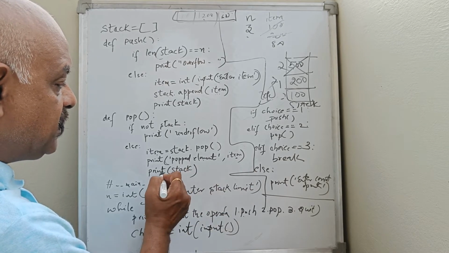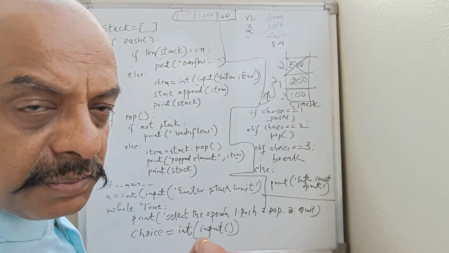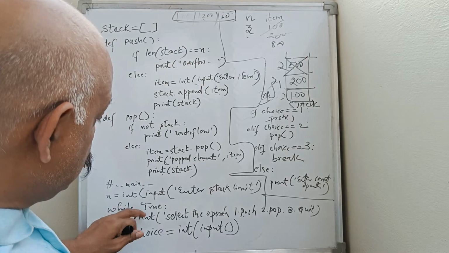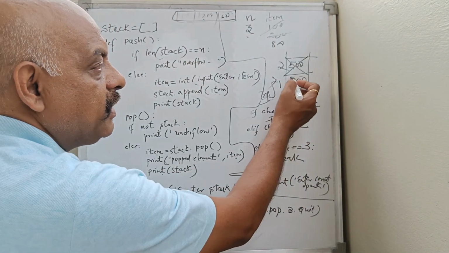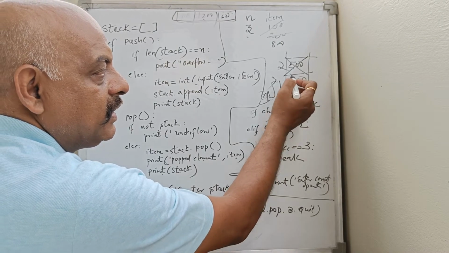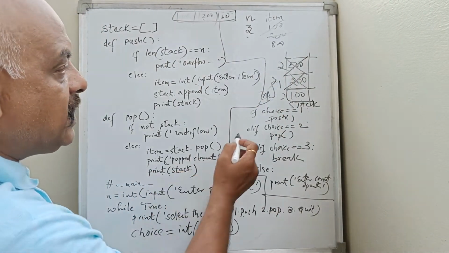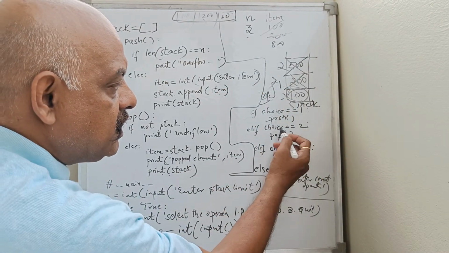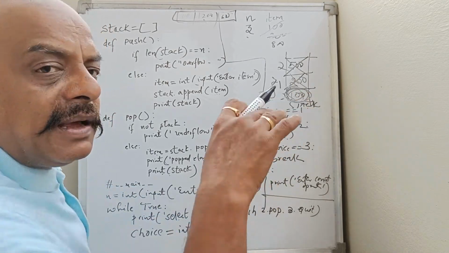When you print the stack, it contains only 100 and 200 now, because 500 is removed from the stack, right? Again, it goes to the while loop. If the choice is equal to pop, it removes an element, 200. Now, if you print the stack, it contains only one element, right? Again, when the choice is equal to 2, pop means 100 will be removed and the stack becomes empty now.